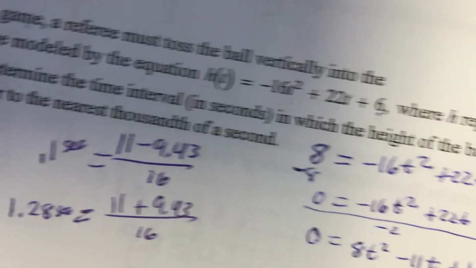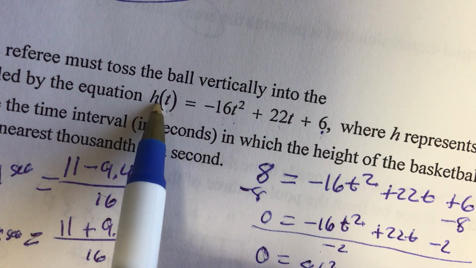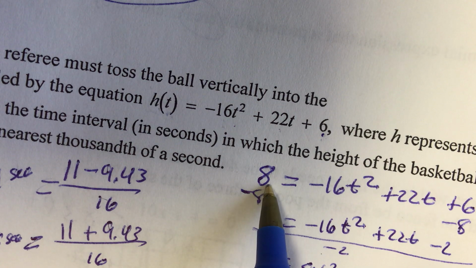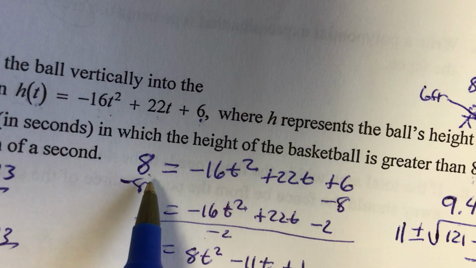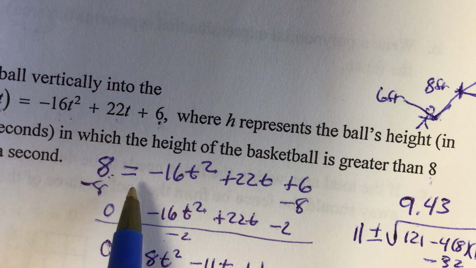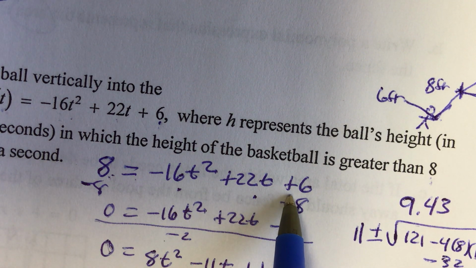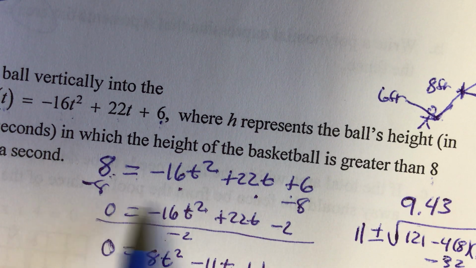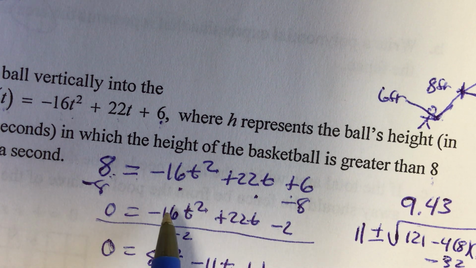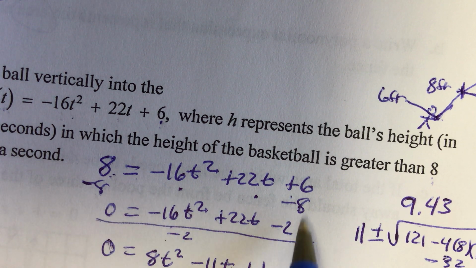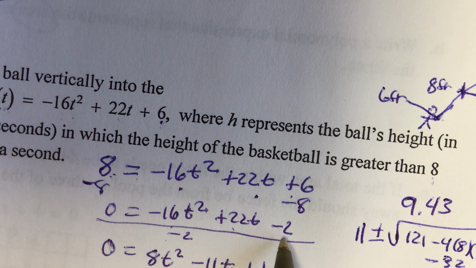So I can solve that really easy because the height, remember I told you when we did the equation, this represents the height. I just replace it with 8. So my equation now is 8, that's the height I want it to be, equals negative 16t squared plus 22t plus 6. Again, I want to set that equal to 0 before I do anything else, because I'm going to use probably the quadratic formula to do this. But I'm going to subtract 8 from both sides. That gives me negative 16t squared plus 22t minus 2 equals 0.